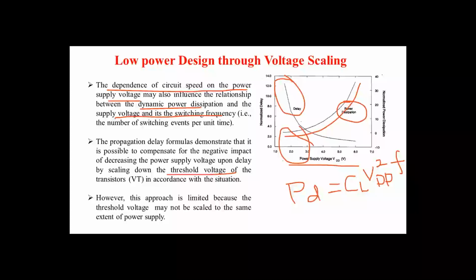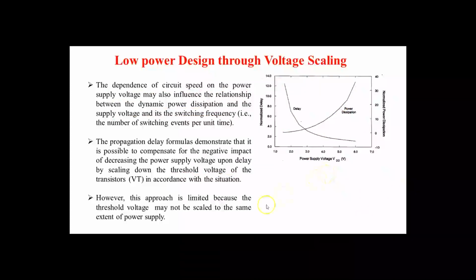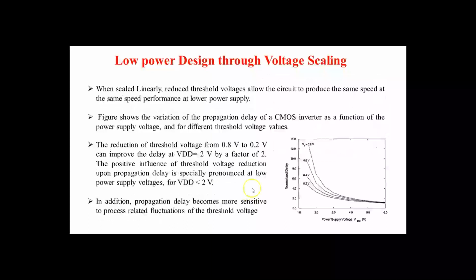So by keeping the clock frequency at a constant value, we reduce the power dissipation. That is also one criterion for designing low power dissipation by reducing the supply voltage. How do we get it? By reducing VDD, at the same time we have to reduce or compensate the threshold voltage, and reduce the corresponding delay. That is the method for getting the corresponding low power design.